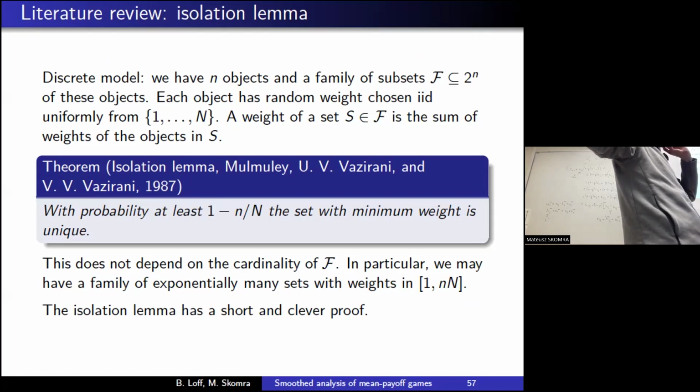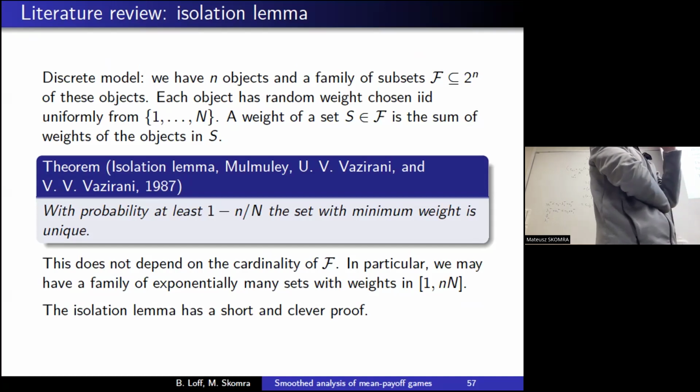So you can take weights uniformly from an interval with, let's say, n squared points, right? The capital N is not square. Right, so this capital N is like the precision with which you need to know the weights in order to distinguish the minimum weight object from the maximum. Okay.